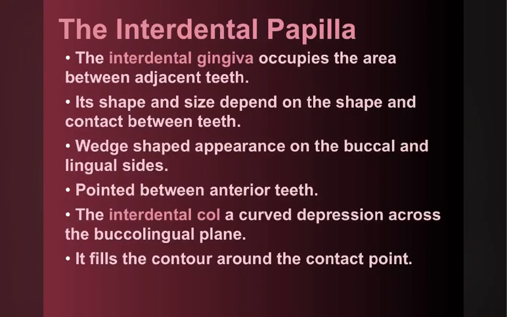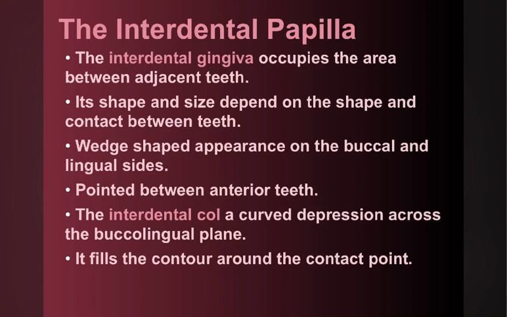Interdental papilla. Interdental papilla is the part of the gingiva between teeth. So it occupies the area between adjacent teeth. Its shape and size depend on the shape and contact between teeth.